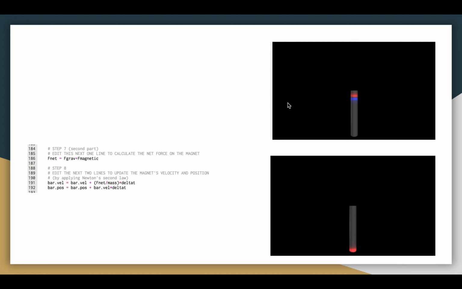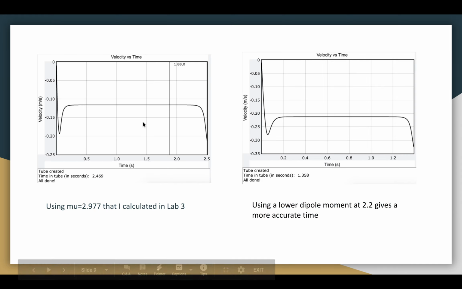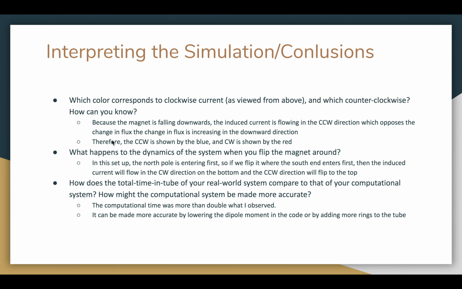And here is the before and then the after of the experiment. So this is the plot that I got using a dipole moment of 2.977, which is what I calculated in lab 3. I ended up getting a time of 2.469, and then I tested it out with a different dipole moment, which was lower, to get a time closer to what I got from when I observed, and this is what that looks like.